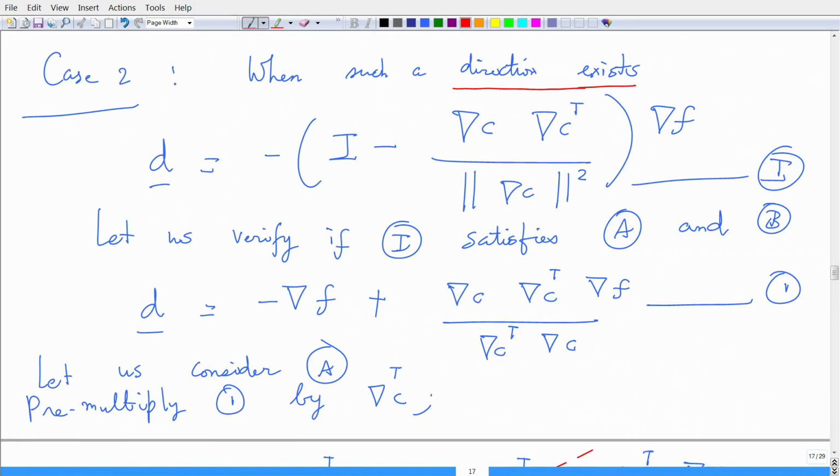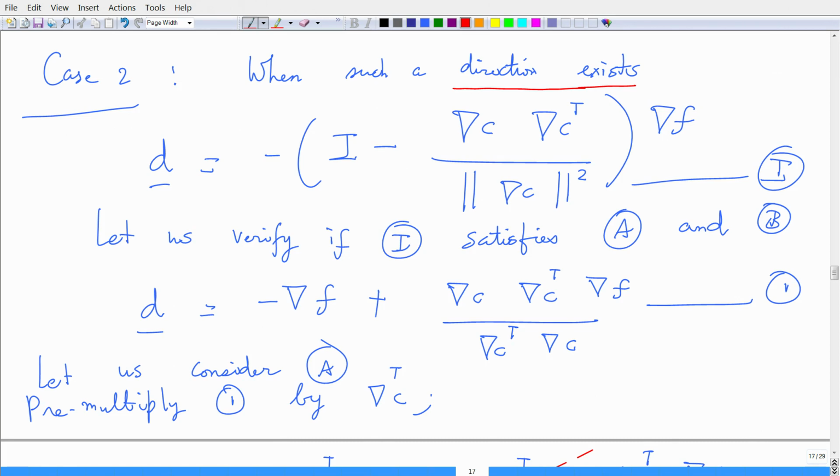D is equal to negative of the identity matrix minus del C times del C transposed upon norm of del C squared, this whole thing times del F. Del C times del C transposed gives me the outer product, which is a matrix, and I am subtracting it from the identity, and norm of del C squared is a scalar. So I have a subtraction of these two matrices acting on del F.